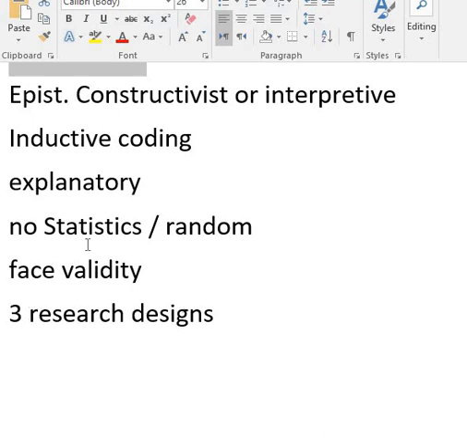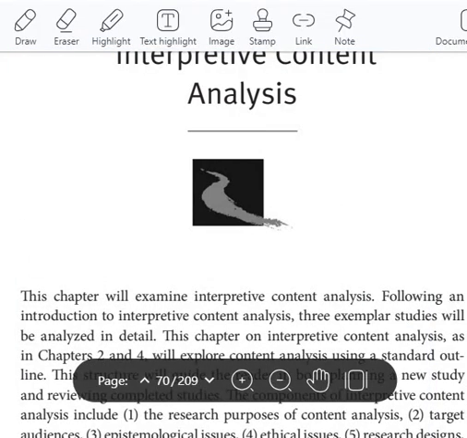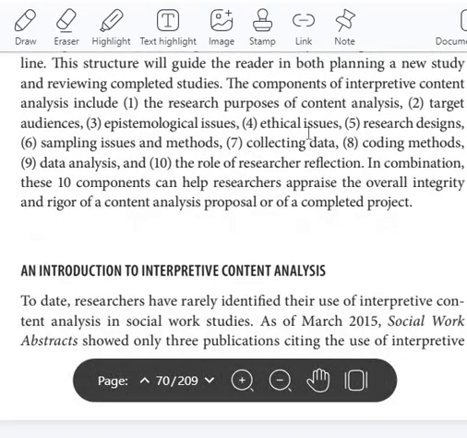As for the statistics, they are not found here. Statistics are used widely in the basic content analysis. We're talking about face validity here. So these are the main points for the interpretive content analysis. Let's start with this PDF for this chapter, but we should focus on the main components of the interpretive content analysis. Here they are.